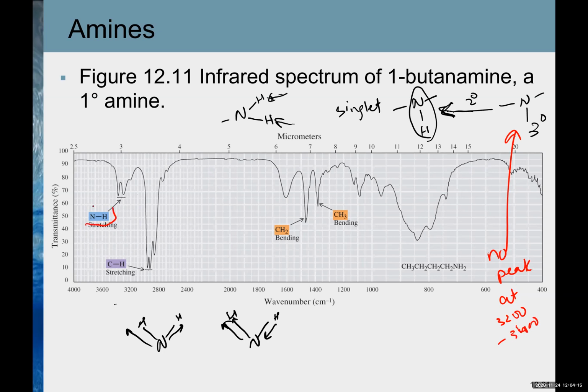Why will there be no peak? Because the peak is from NH. Do we have an NH bond in a tertiary amine? No, we don't. So that's why in tertiary amines, there is no peak in this range. And these two are the same ones, CH2 bending and CH3 bending.